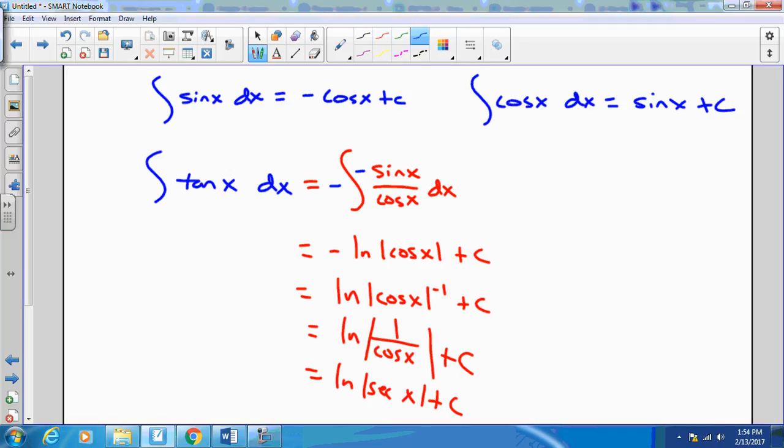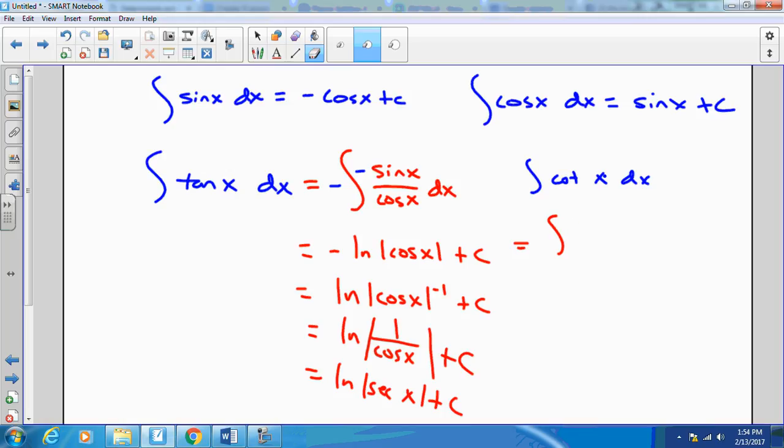So if we want the antiderivative of cotangent, we're going to use much the same plan. We're going to first rewrite as cosine over sine.